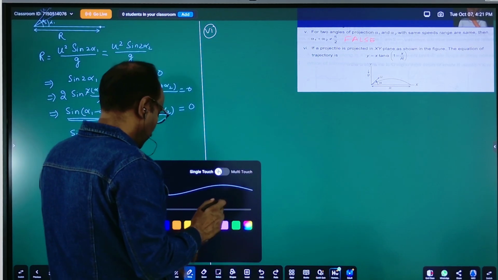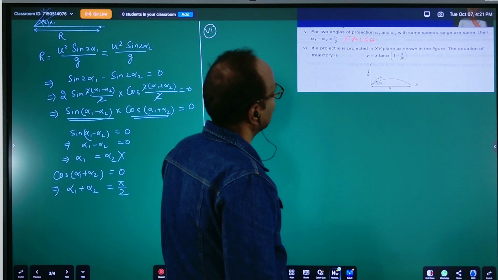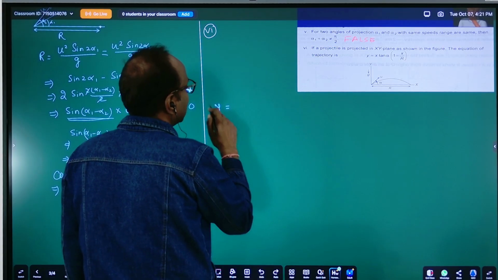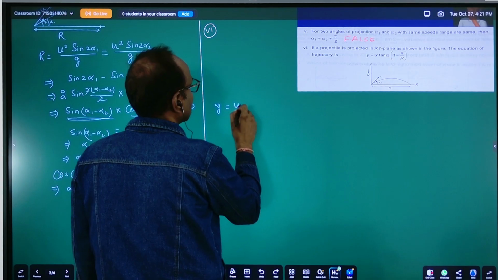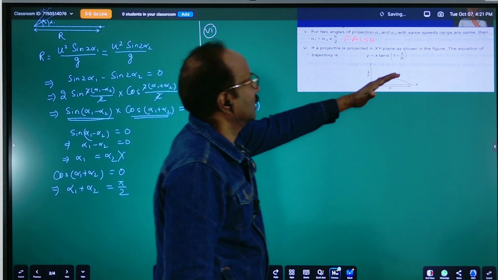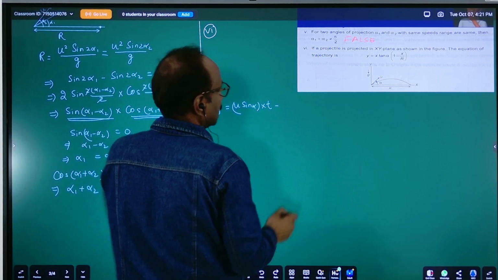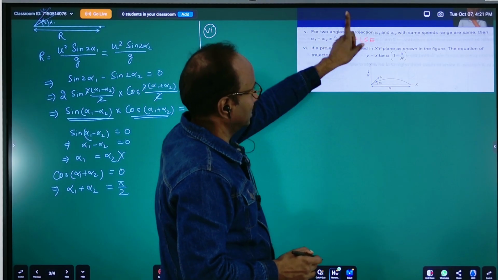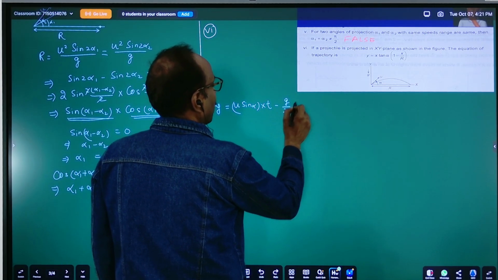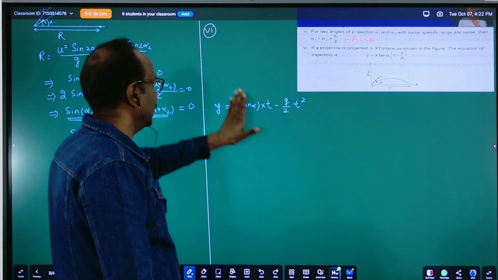So you know this y, the y coordinate of the projectile, means along the y direction. The position of y at any time can be given by the initial velocity in the vertical direction, that is the component u sine alpha, into t, minus the gravity term, because velocity is in this direction and acceleration is acting opposite to it. So this is y at any time t.